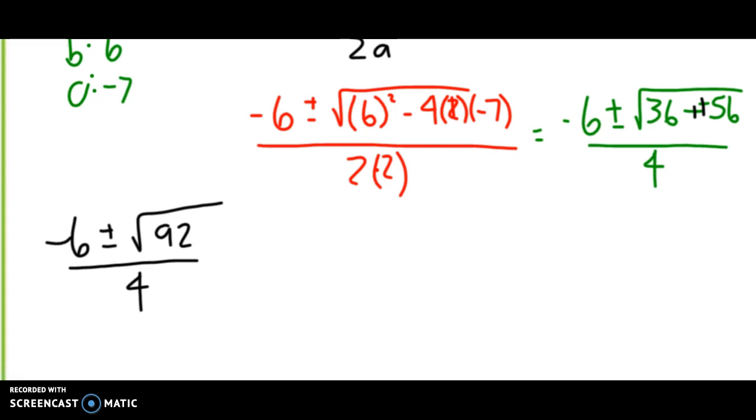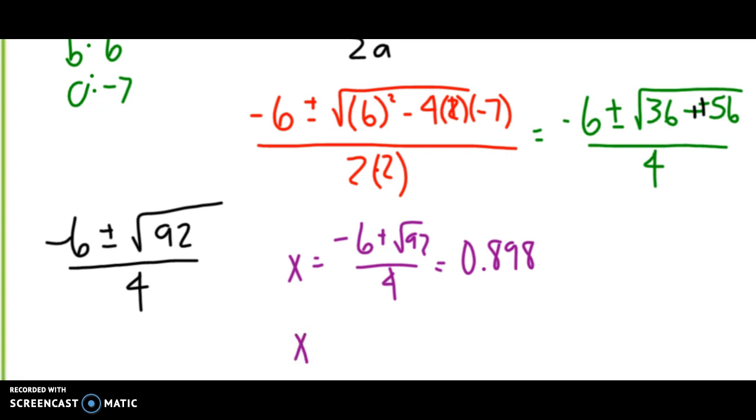Now you can write your answers in the form of square roots if you'd like. Otherwise, I think it's easier to work with decimals. So I'll go to my calculator and put in negative 6 plus the square root of 92, and then I divide that by 4. So my first answer, negative 6 plus the square root of 92 over 4, is going to be 0.898. I'll go 3 decimal places.